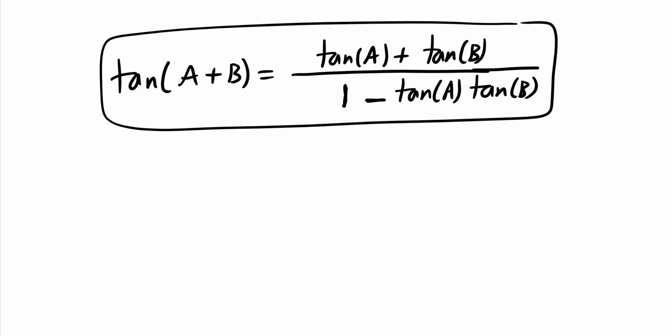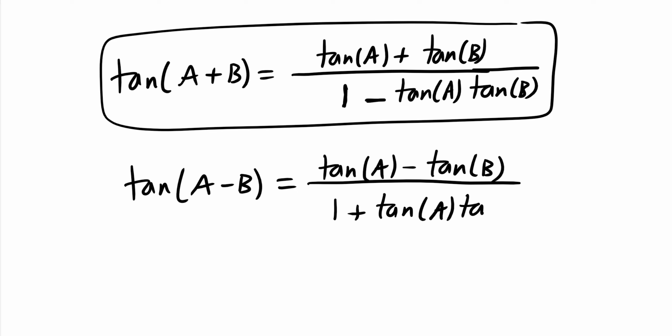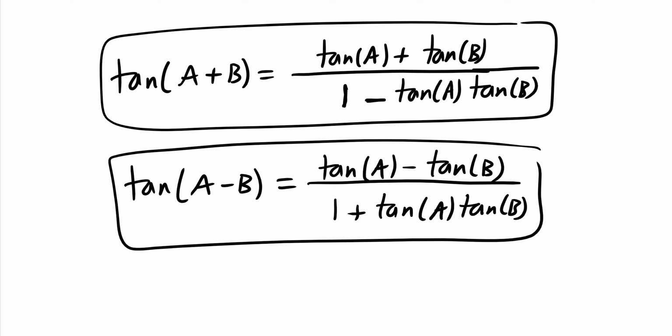Is there one for minus? Yes, A minus B, or the difference. It's the same formula as above. Only the signs get changed. The minus becomes plus, plus becomes minus. So this sign always matches the top one. This sign matches the top one. And the bottom one is the opposite.